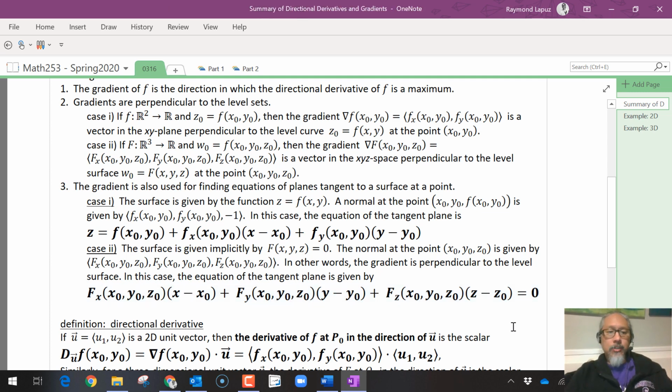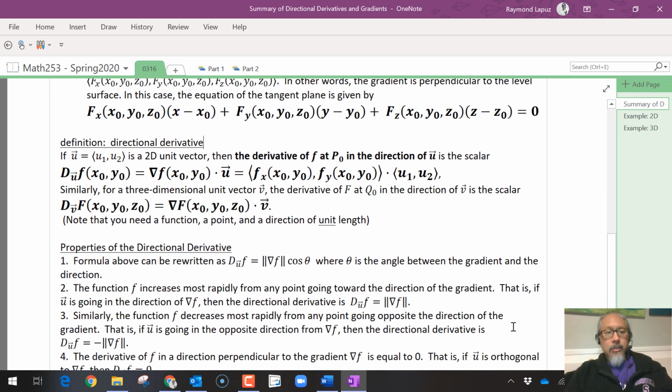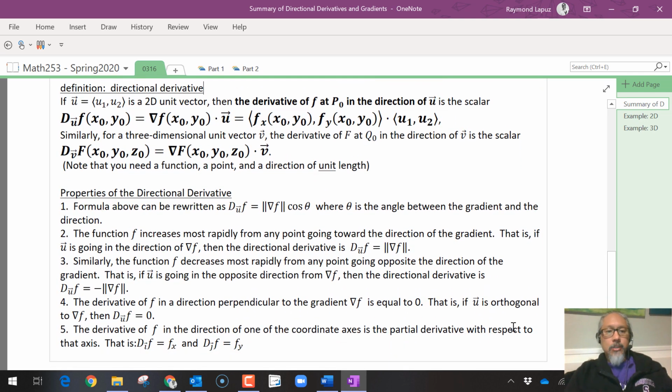Okay, so you have yourself a gradient. Now let's take a look at the directional derivative and its properties. The definition for the directional derivative is going to be given by this formula. Now, the direction that we want has to be made into a unit vector for you to be able to use it in a formula.